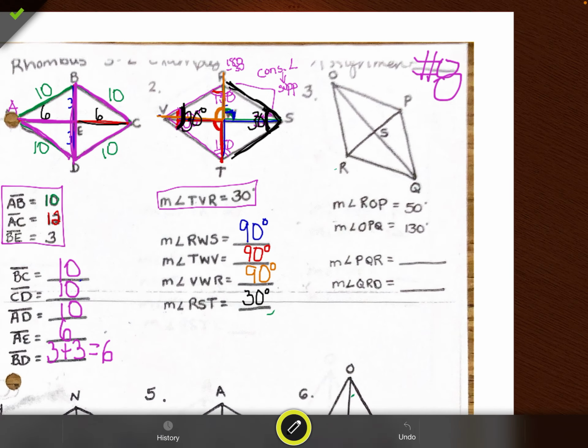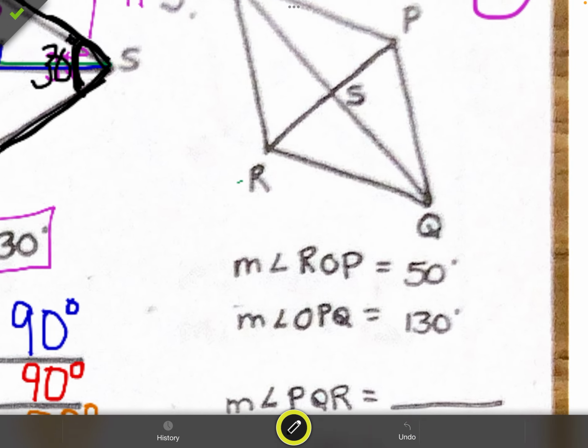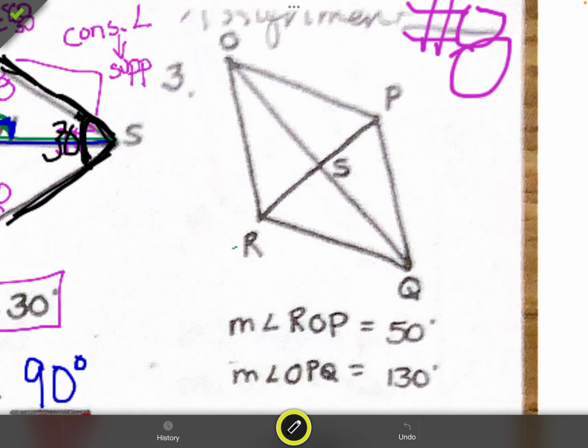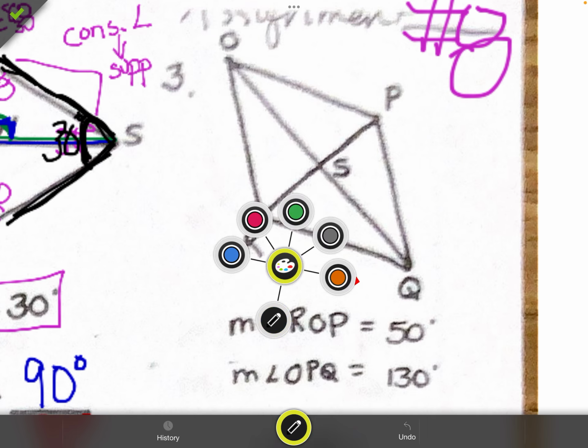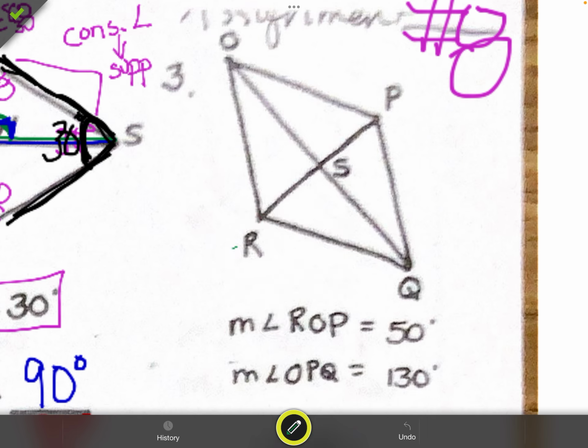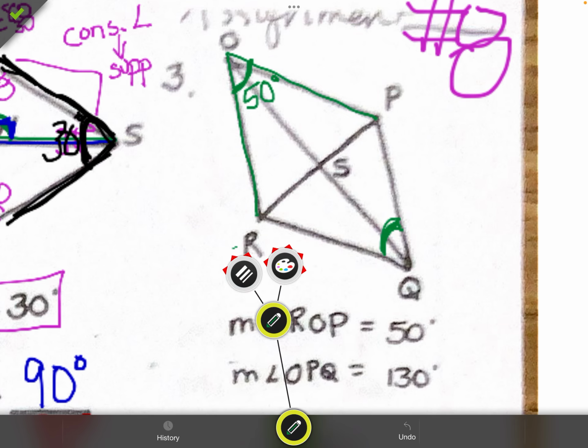All right, let's look at number 3. Again, I'm going to check out what they're telling me first. I'm not going to worry about what they're asking me. I'm going to put it on my picture before I try anything else. So angle ROP, start at R, go up to O, come down to P. So this whole piece is 50 degrees. Again, you should probably just get in the habit: if that angle is 50, then you know the angle opposite is 50. You could write 50 on this or just color code it. 50, they're green.